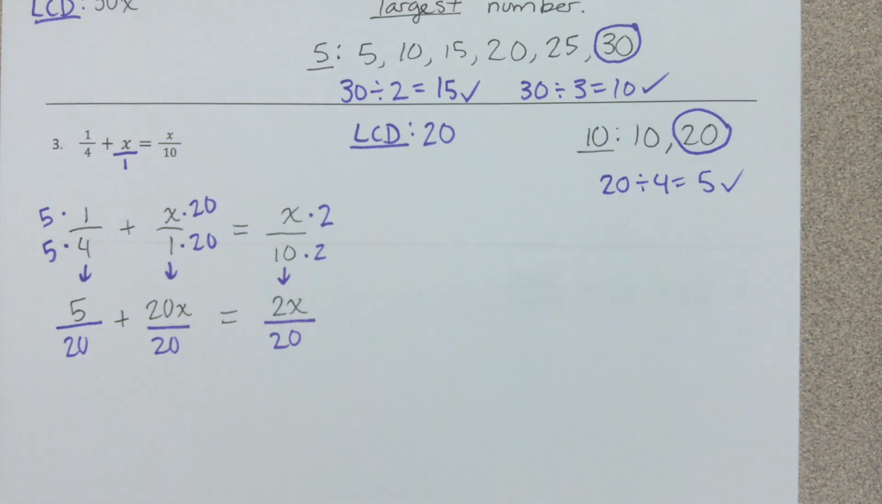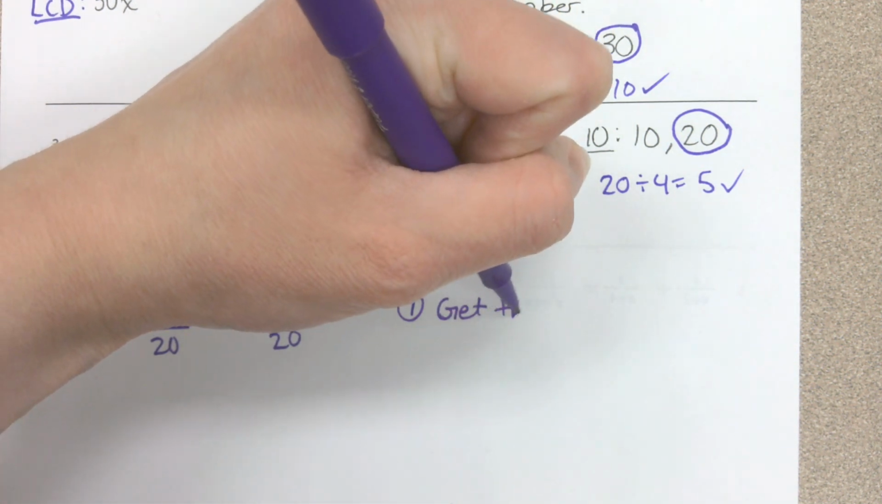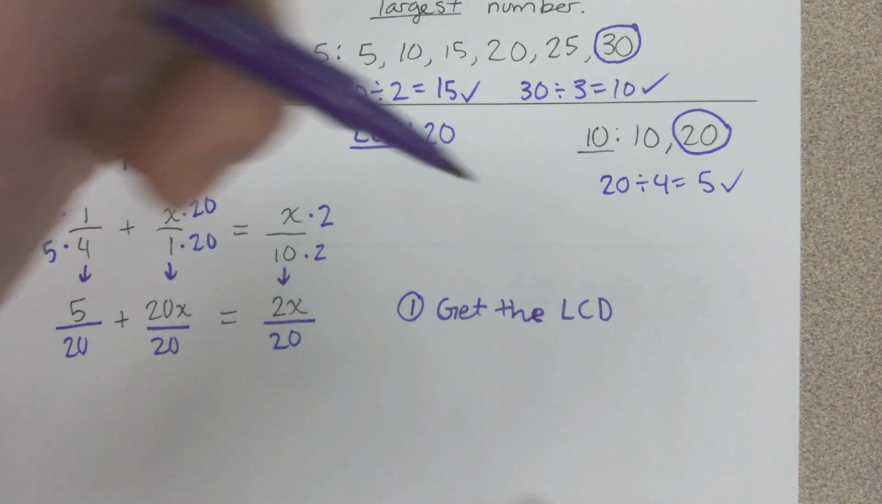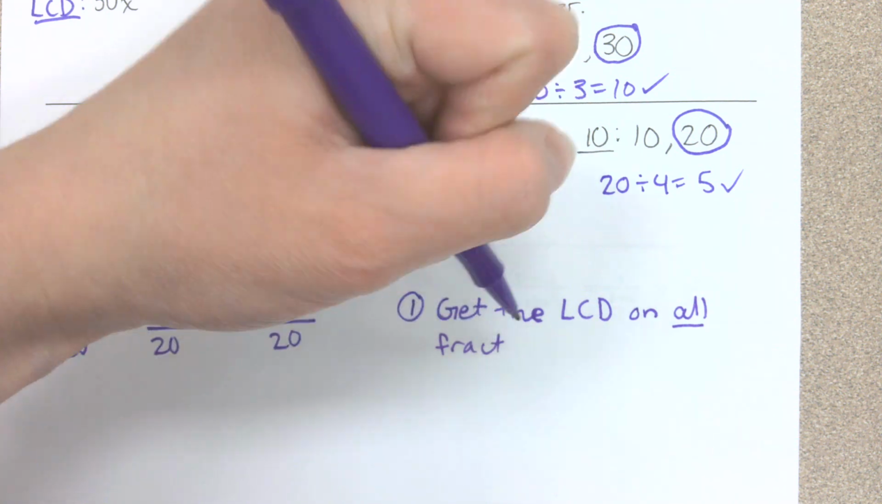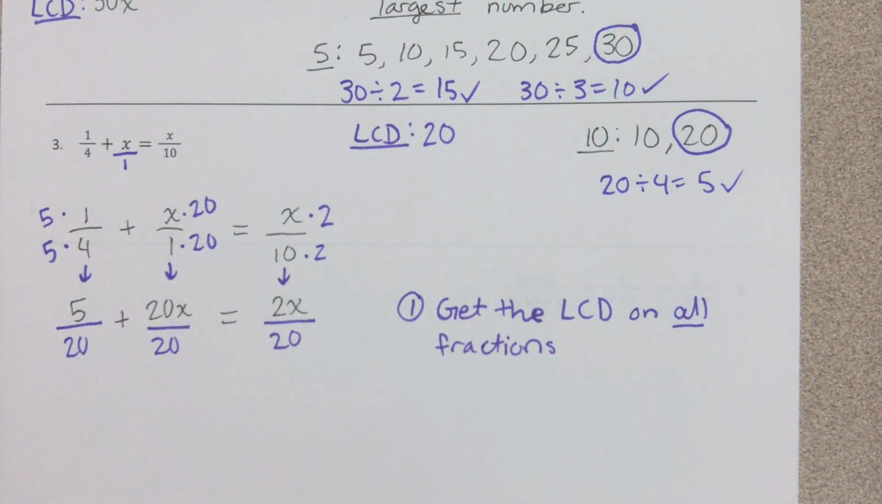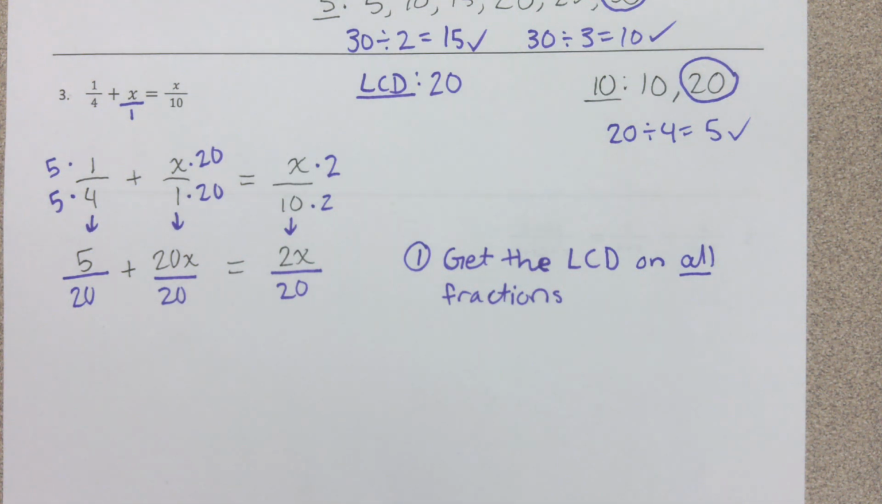So far, aside from showing you this trick to get the LCD, I've not shown you anything new that I've already shown you since Monday. This is step 1 of the problem, what we just did here. Get the LCD, lowest common denominator, on all fractions. So all 3 fractions have to match, same denominator before we do the next step.